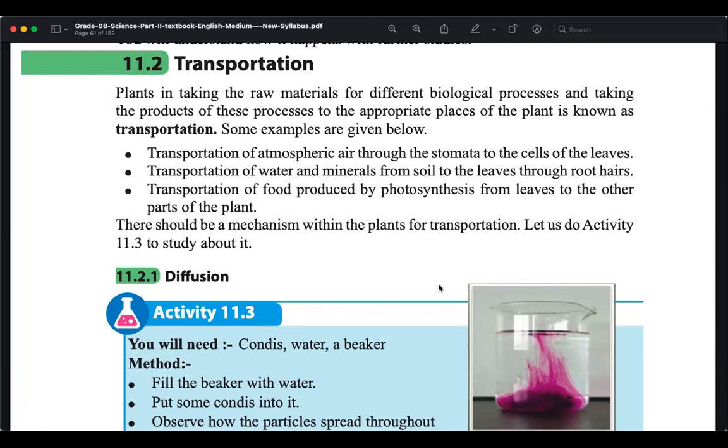Why do we need both oxygen and carbon dioxide in plants? What's the reason? Yes? Hello? Yes, sir. Why do we need both oxygen and carbon dioxide in plants? We need to absorb both. Carbon dioxide is for photosynthesis. So why does oxygen need to be absorbed? Any reason?